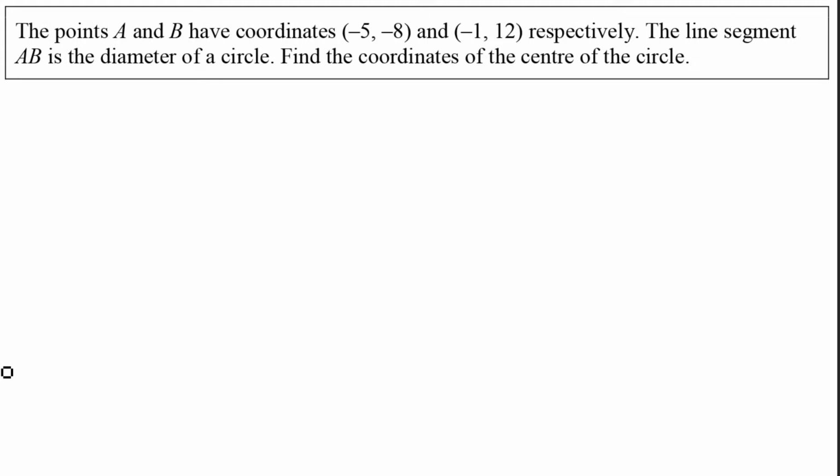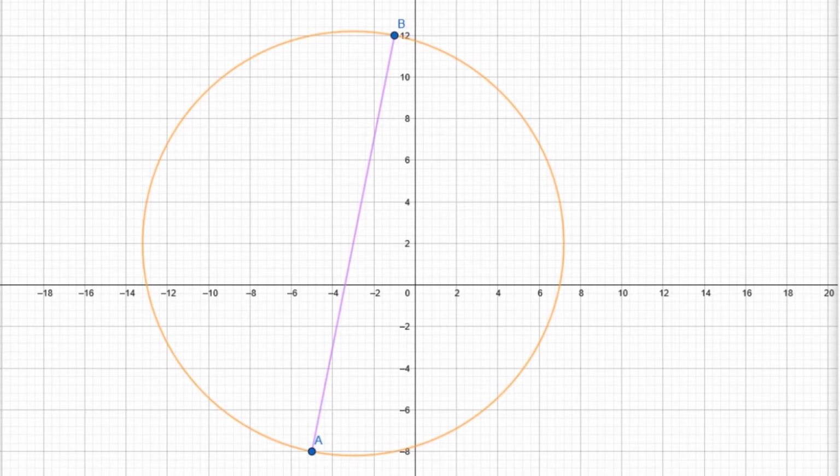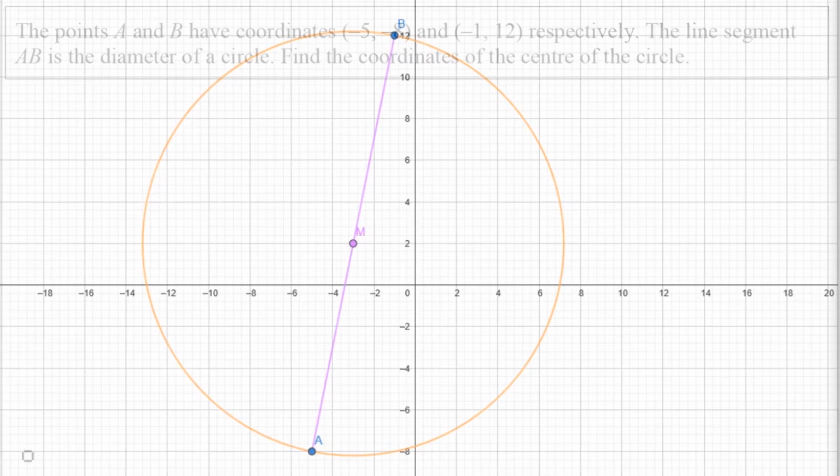Wait a minute, everything we've just been doing is about midpoints of line segments. What has this got to do with circles? Well, if we are told that the line segment that joins A and B is the diameter of a circle, that means that the centre of the circle is the same as the midpoint of that line segment. So you often see questions about midpoints expressed in terms of circles.